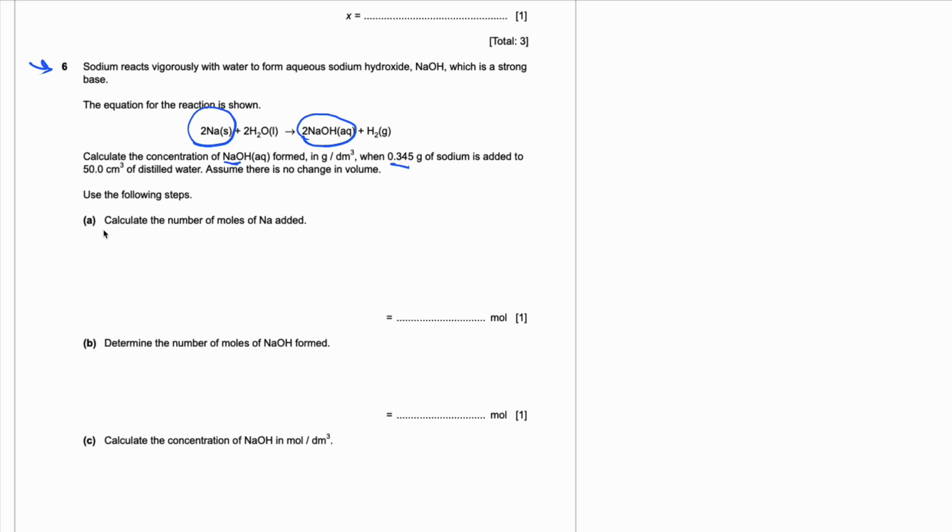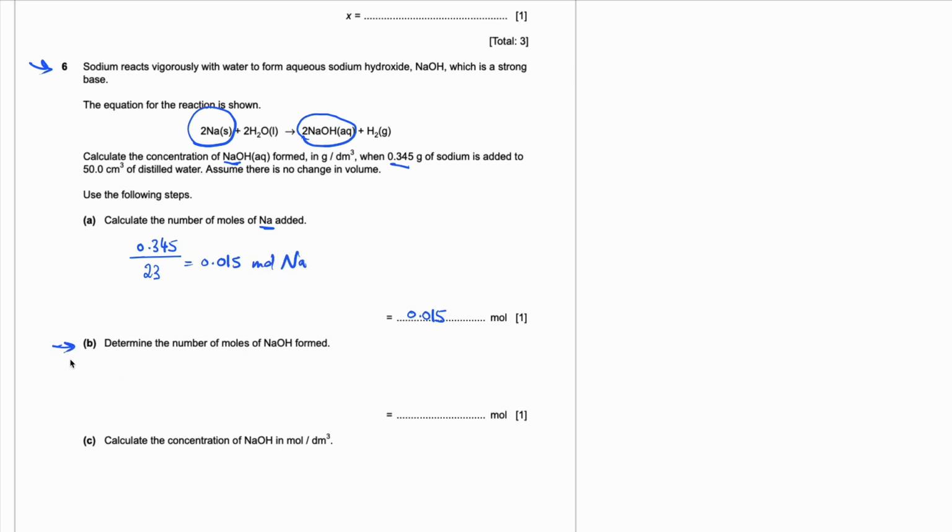So let's go point by point. The first point, he's asking you to calculate the number of moles of sodium. Remember, number of moles is always mass over molar mass. So the mass of sodium given to us was 0.345. We divide the given mass 0.345 over the molar mass of sodium from the periodic table, 23, and that gives us 0.015 moles of sodium metal.